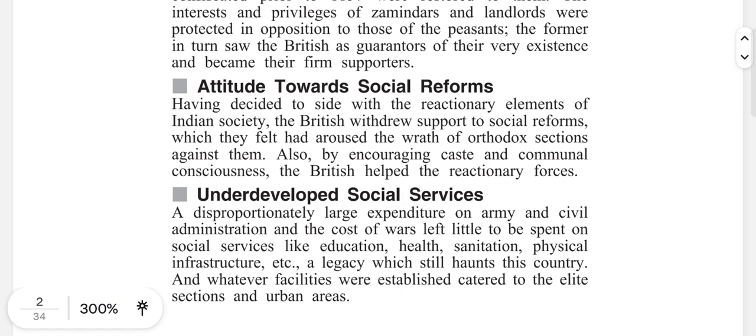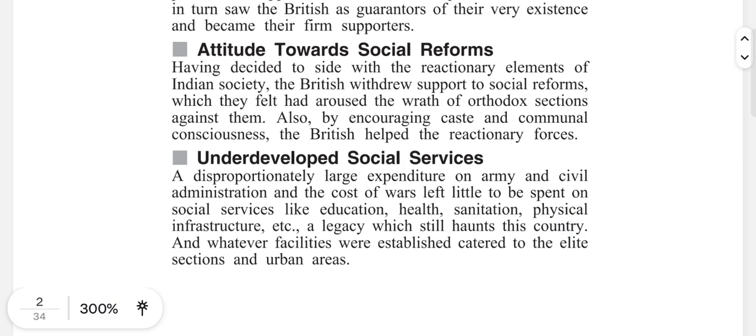Attitude towards social reforms. Having decided to side with the reactionary elements of Indian society, the British withdrew support to social reforms, which they felt had aroused the wrath of orthodox sections against them. Also, by encouraging caste and communal consciousness, the British helped the reactionary forces.